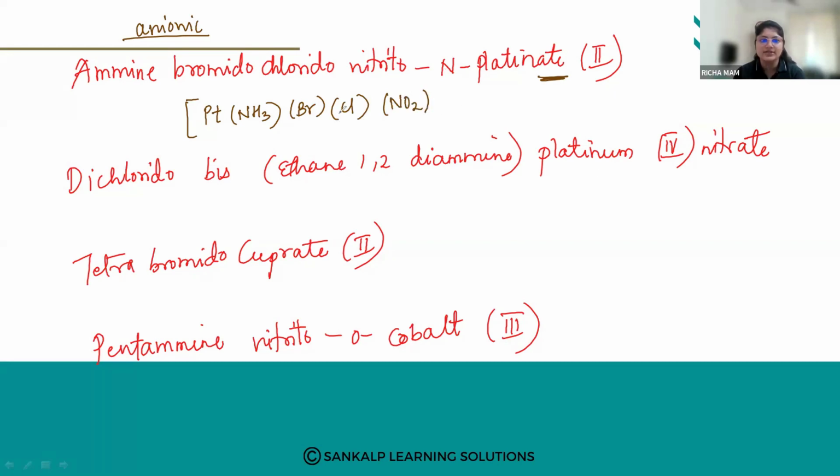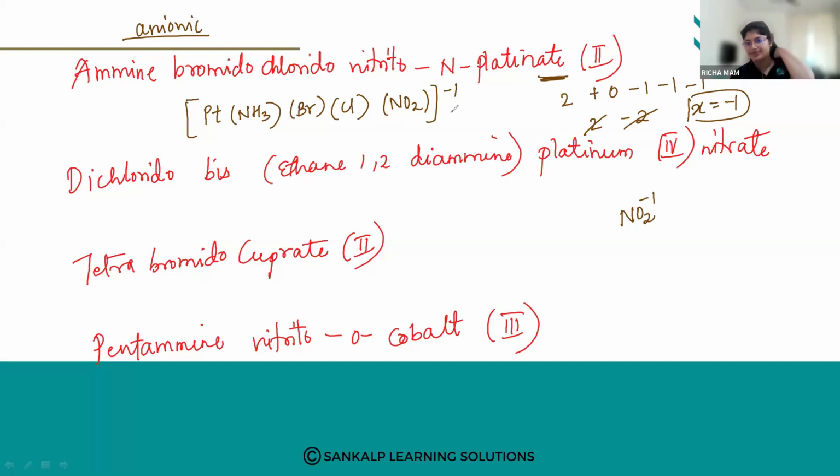And what will be the charge? Let us see. Platinum is given as 2. So platinum is 2 plus 0, minus 1, and NO2 is -1. So again -1. So 2 minus 2 is 0. So the charge will be -1.